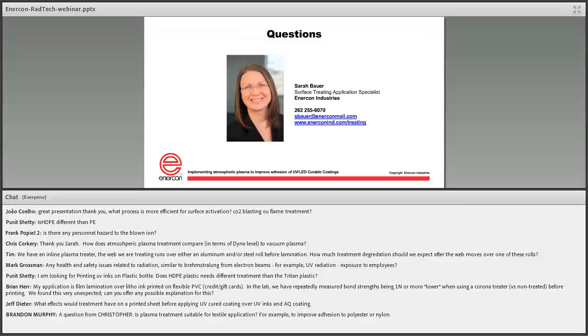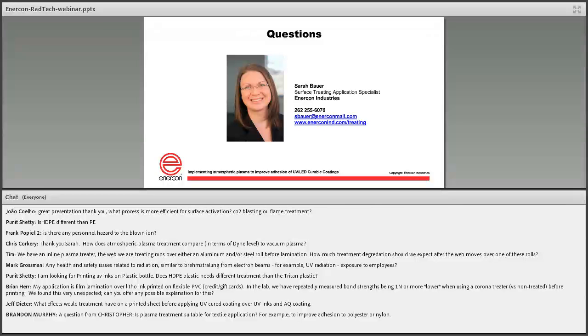Atmospheric does require line of sight. That's very important, and that it is line of sight. It's not going to treat 360 degrees of a sphere unless you were to physically move the part or move the head. But they can be compared. They can be similar in dyne level. It just really depends on the material.